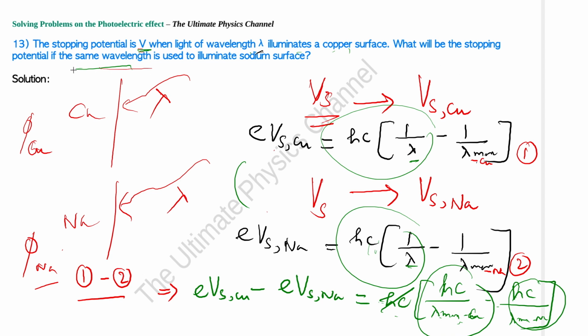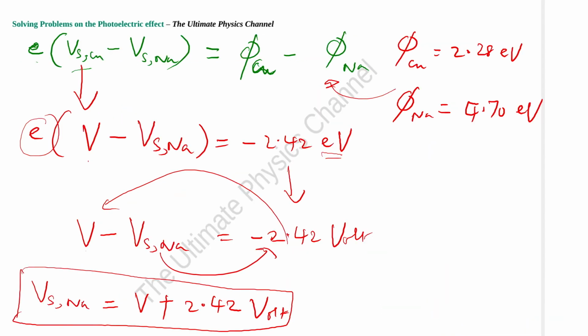What is the stopping potential if the same wavelength is used to illuminate sodium? If V is the stopping potential when copper is used, then when sodium is used, the stopping potential would be about 2.42 volts higher. That is, of course, based on the known values of the work functions for copper and sodium. Okay, so let's move on to the next problem.